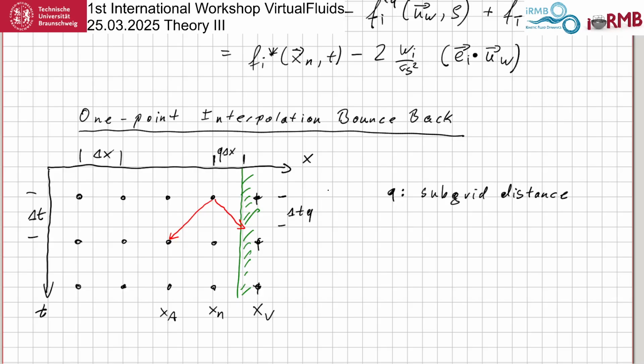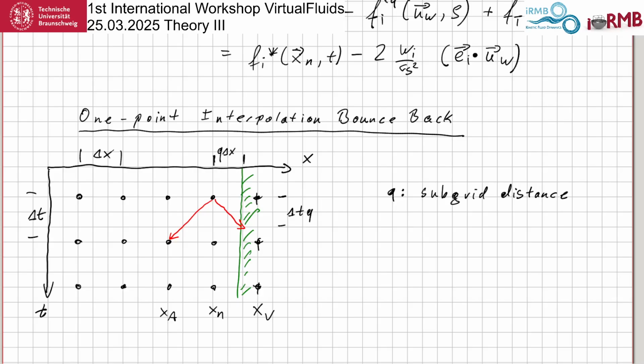Now, while saying this, I see that this is not absolutely correct because this is not the distance. The distance would be q times delta x, right? Because this is the fraction of the distance at which you hit the wall.